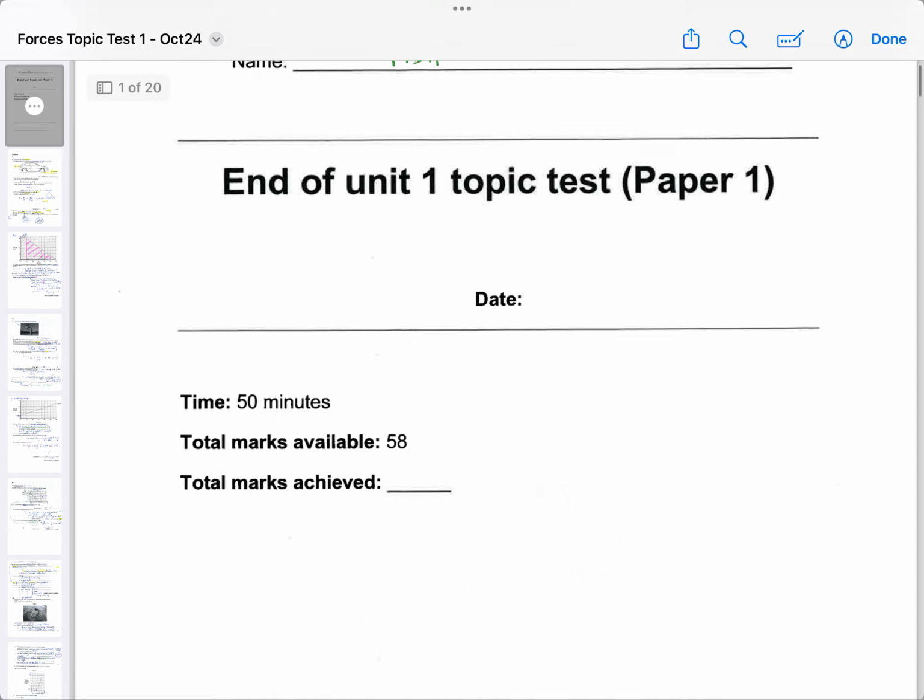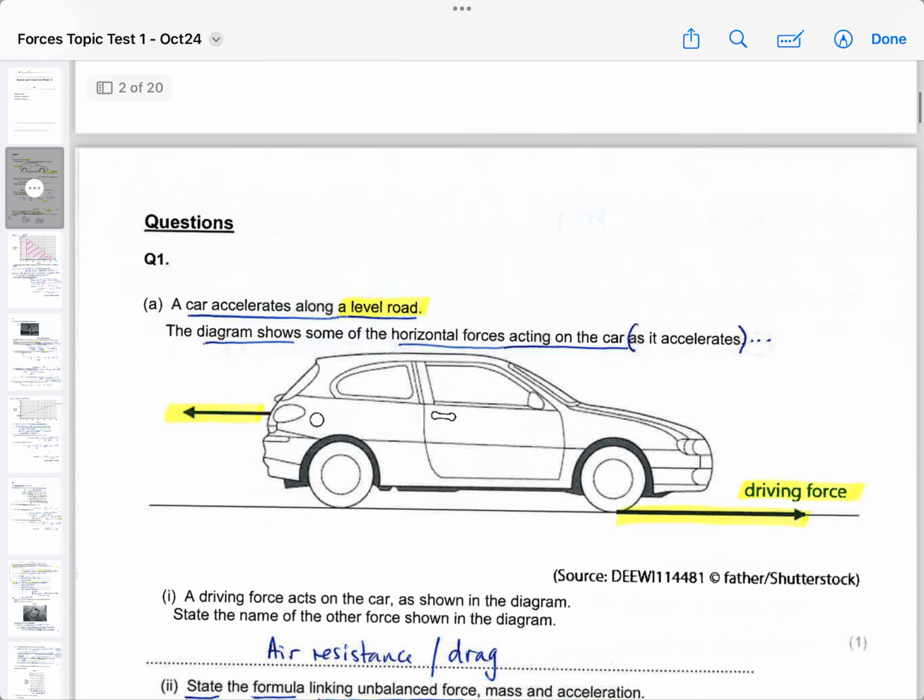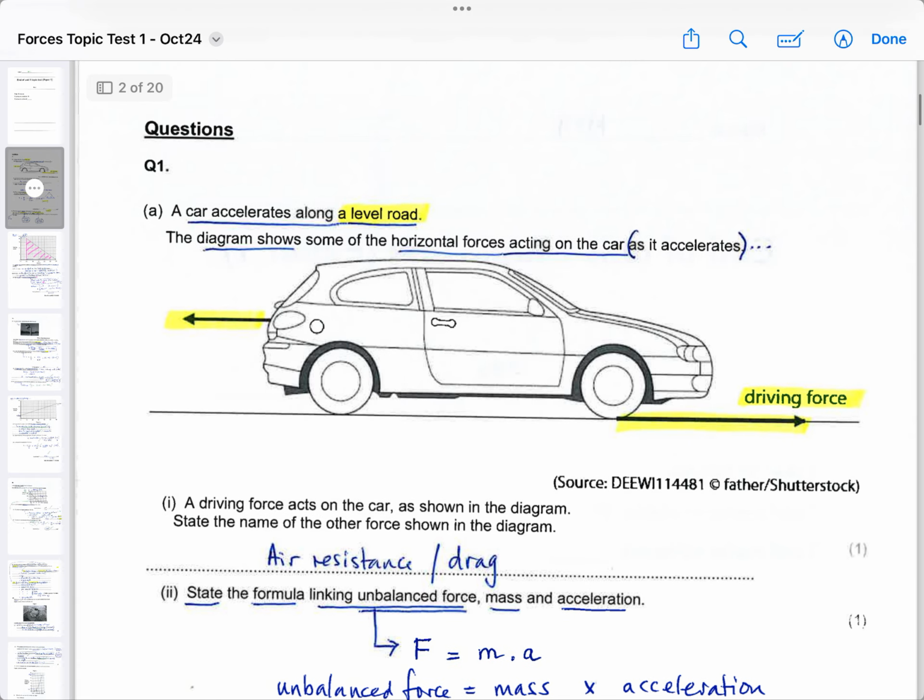Okay, so first question is about forces. It says a car accelerates along a level road. I've highlighted level road because they're putting that there to tell you that there are no other forces involved. If it's a level road, things like being downhill won't affect it, like an extra force due to an aspect of gravity coming into it.